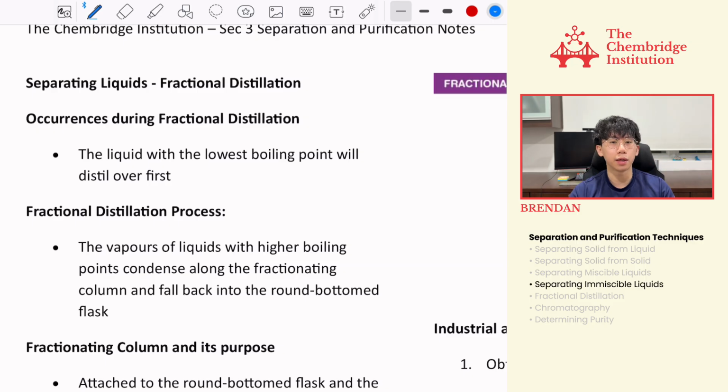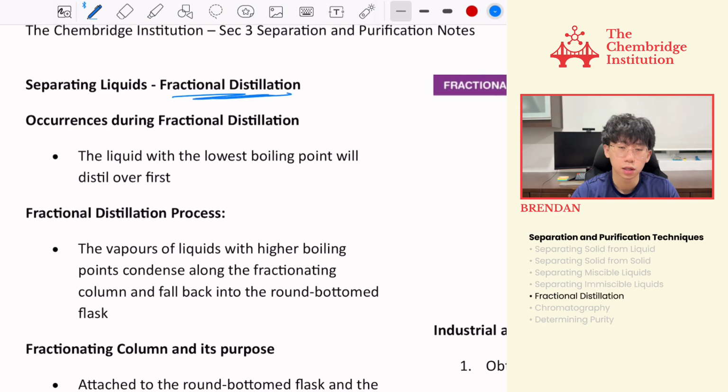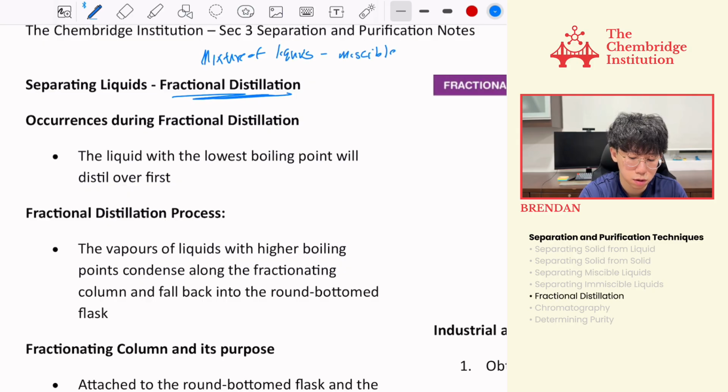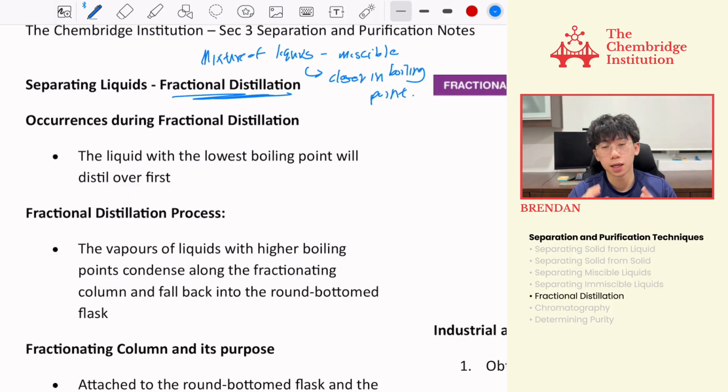Now that we have covered separating liquids, an additional method is to use fractional distillation. Fractional distillation is a form of simple distillation, except that you mainly use it when you have a mixture of liquids that are miscible, and maybe if they are closer in boiling point. The only difference between fractional distillation and simple distillation is that fractional distillation uses a fractionating column.